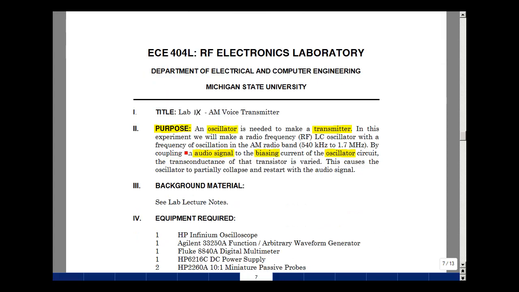The purpose of Lab 9 was to make an AM voice transmitter, and we need an oscillator to do that. We made a negative resistance LC oscillator to oscillate in the AM radio band from 540 kilohertz to 1.7 megahertz. And we coupled in an audio signal by biasing the oscillator circuit such that the transconductance can be varied. This causes the oscillator to partially collapse and restart with the audio signal, creating amplitude modulation. And this is lab number 9.